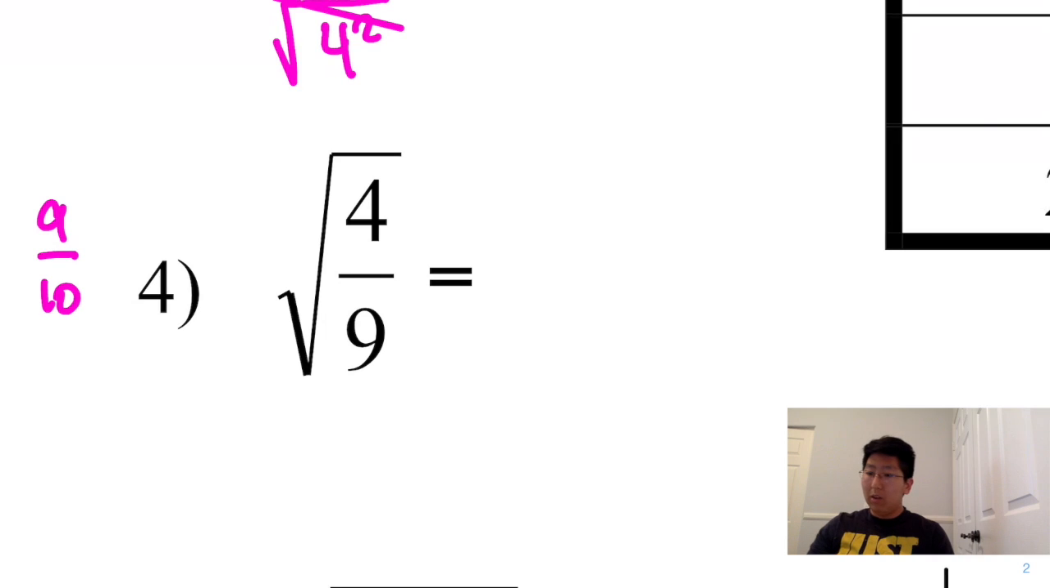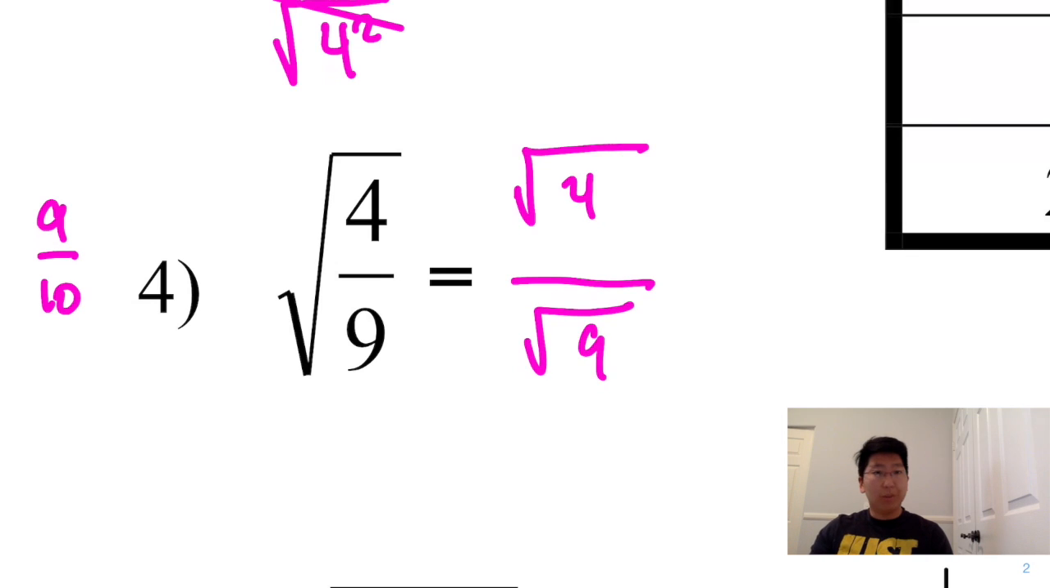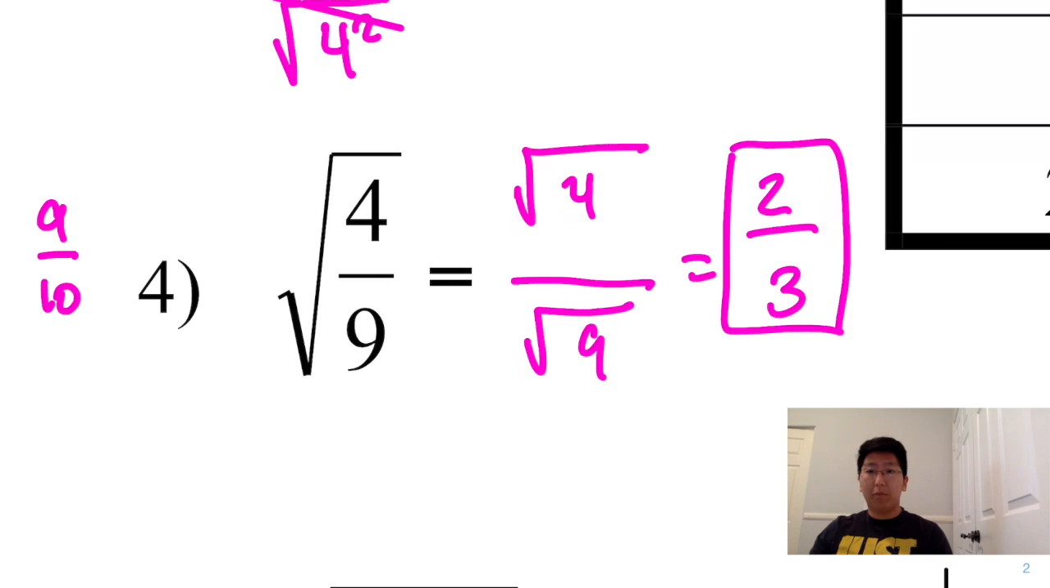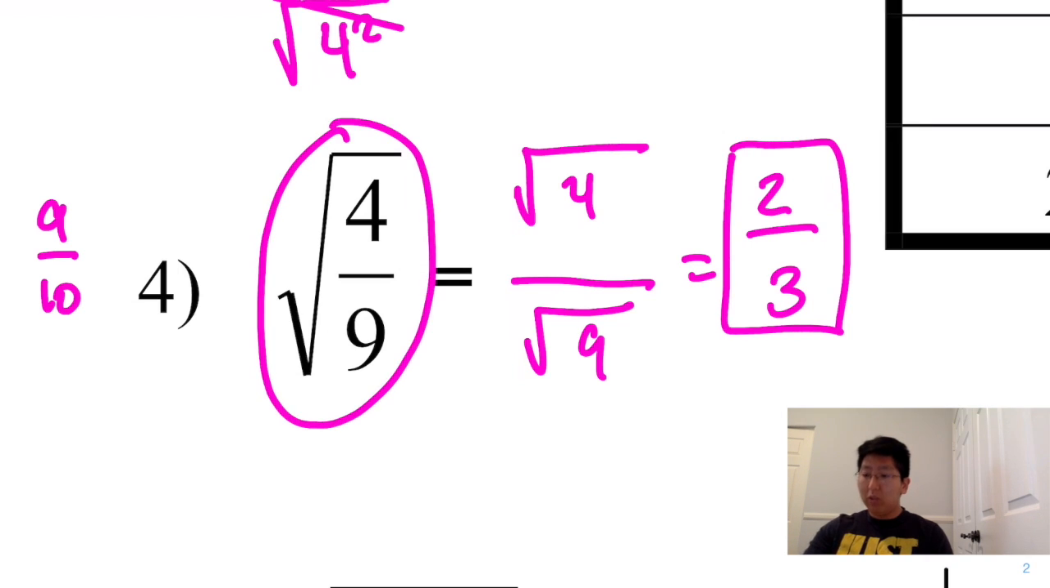Let's do this one. How can we break this up? I'm going to break this up into the square root of 4 over the square root of 9. It's going to be the same thing. What is the square root of 4? Well, 4 is 2 times 2, so 2, and 9 is 3 times 3, so over 3. That's our answer.